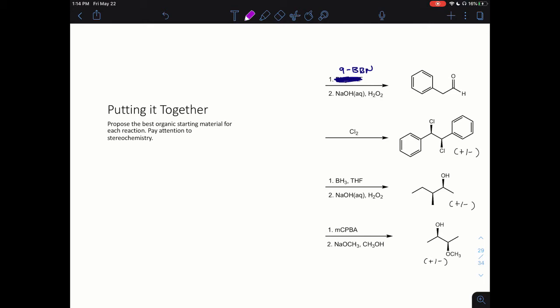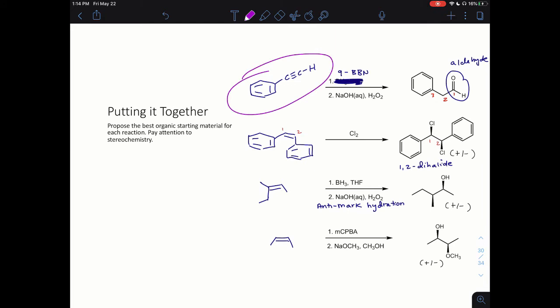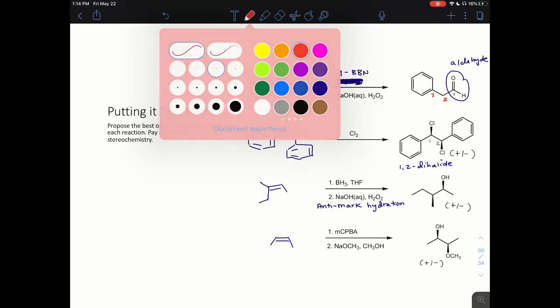So we're treating with 9-BBN and really making an aldehyde, and you really just don't have but one option here, which is that these 2 carbons were the two carbons of an alkyne. And I'm not sure why I'm solving this problem here because I'm pretty sure I've already solved it on the next page. Yeah. Okay, so those two carbons of an alkyne.